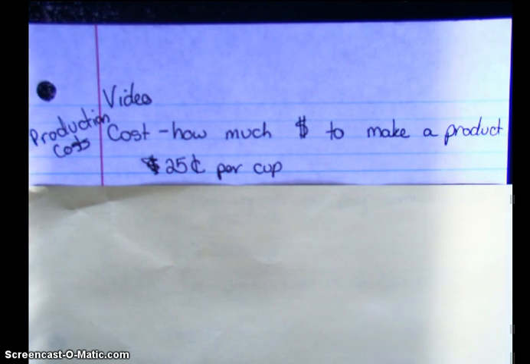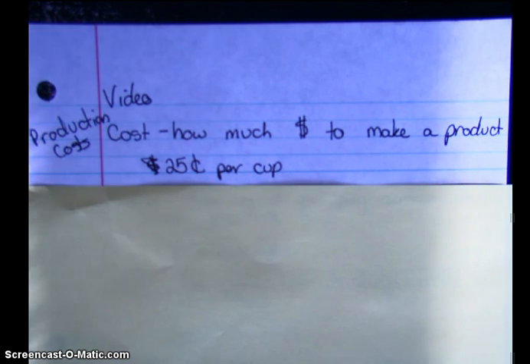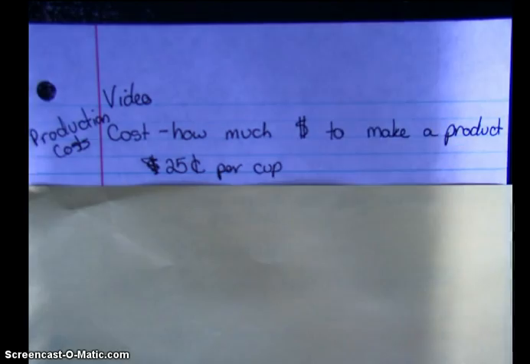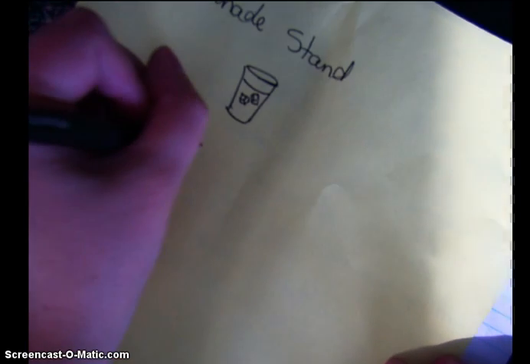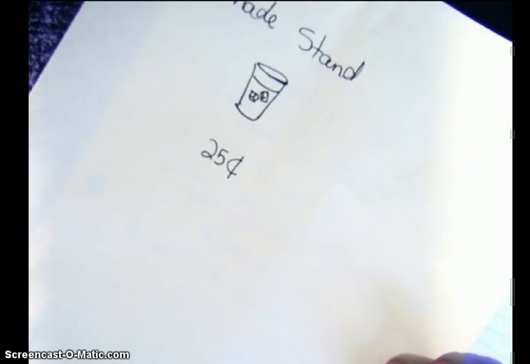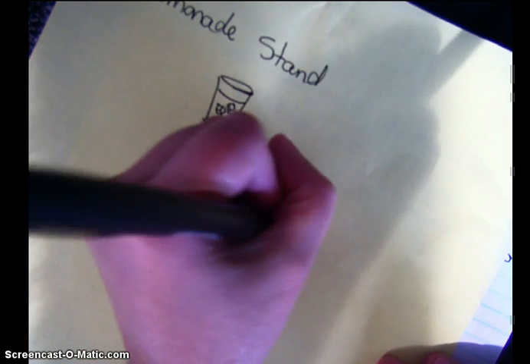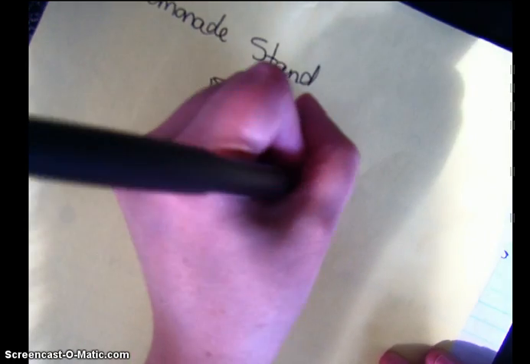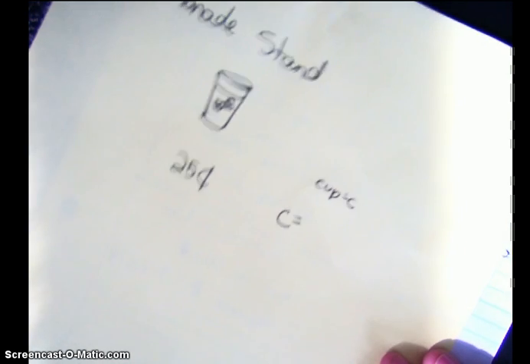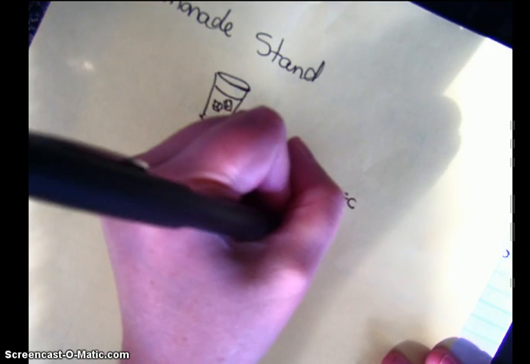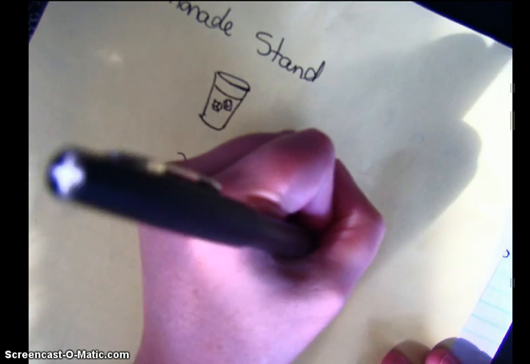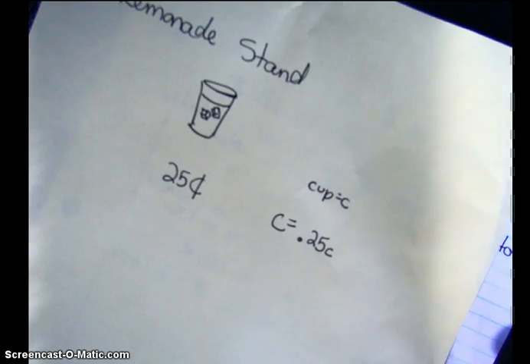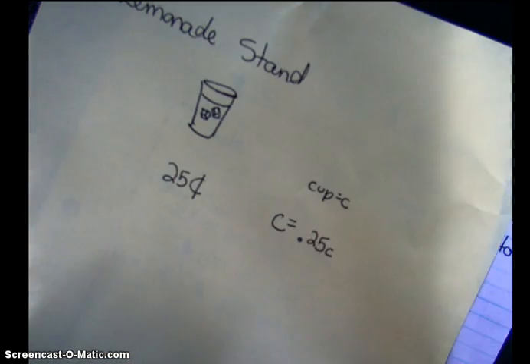I'm going to say ours is going to be 25 cents per cup. That goes for the cup and the lemons and the water. Okay, so cost is how much it takes to actually make the product. So if it's 25 cents per cup, then we can write a cost equation, is what we call it, which shows us per cup. So cup is going to be little c, cost is going to be big C, how much we're going to spend. So ours would be 0.25 times c, because for every cup it's 25 cents. Okay, so that's our cost equation.